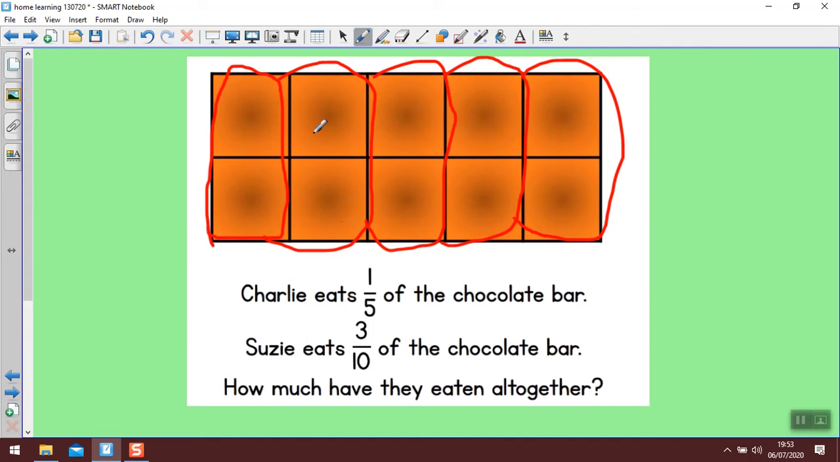So Charlie eats 1/5 of the chocolate bar. This here equals 1/5 of the chocolate bar. And if I just look at the black pieces, these are tenths, because there's 10 pieces. So Susie eats 3/10 of the chocolate bar. I've got to colour in 3 of those tenths. So how much have they eaten altogether? 1, 2, 3, 4, 5 pieces, and they represent tenths, so it's 5/10. And I know that 5/10 is the same as 1/2.